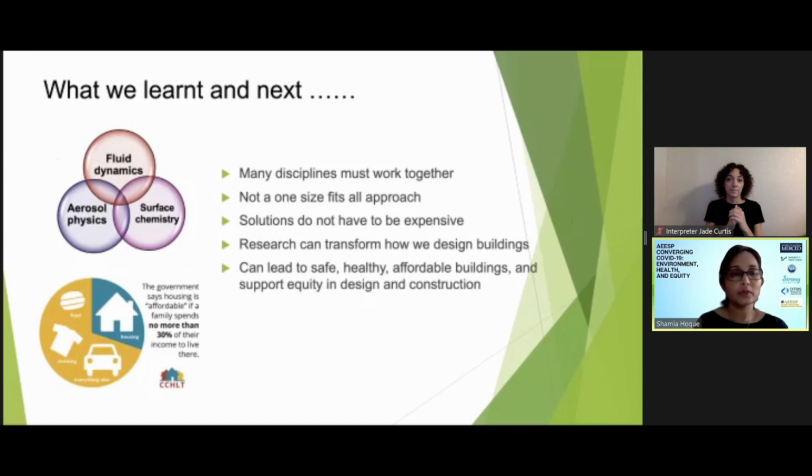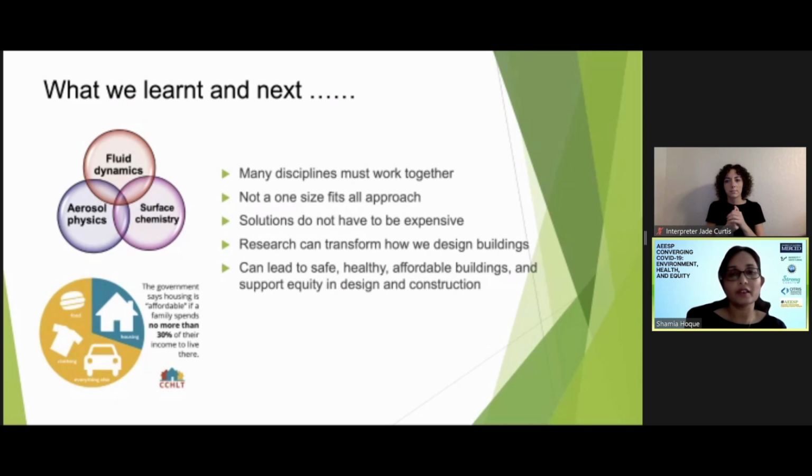So finally, I just want to emphasize once more that this particular pandemic has highlighted how much multiple disciplines must come together and work together. This particular slide I put together involved fluid dynamics, aerosol physics, and surface chemistry, and needed input from multiple disciplines. It's not a one-size-fits-all approach. We have to be open to multiple designs and look at different ways that things could make changes. Solutions do not have to be expensive.